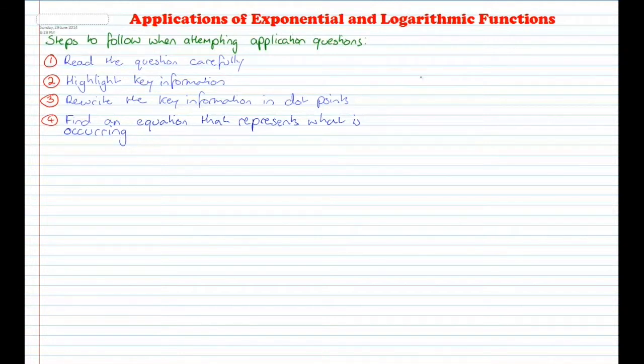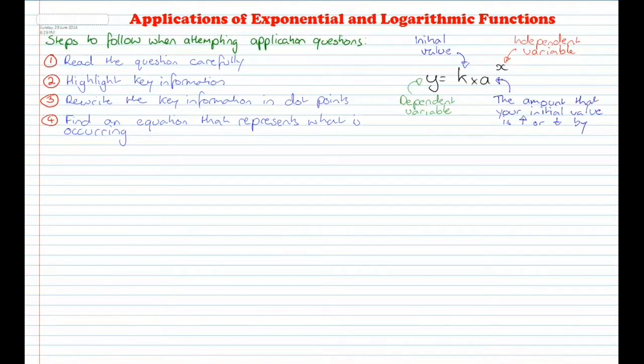And this equation will generally follow the rule y is equal to k times a to the power of x, where y is your dependent variable. That is generally what you're looking for. X is your independent variable. Now, this could generally be number of days and things like that. K is your initial value, so that is how much you start off with, or when x is equal to 0. And A is the amount that your initial value is increasing or decreasing by with every increase in your independent variable, or for example, number of days.